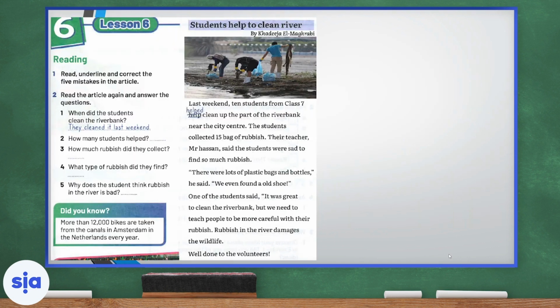Now we're going to move on to lesson 6. Read, underline, and correct the 5 mistakes in the article. If you don't want to underline, you can also highlight.